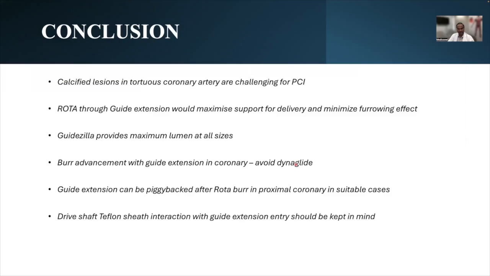To conclude, calcified lesions in a tortuous coronary artery are very challenging for PCI. Rota through the guide extension would maximize support for rota delivery and also minimize the furrowing effect in such cases. Guidezilla provides maximum lumen area at all sizes, and for advancement with a guide extension in the coronary, always avoid Dynaglide to avoid injury to the burr surface. The guide extension can be piggybacked after the rotabur, as I showed, in proximal coronary lesions in suitable cases, or in cases where the guide extension can be easily put across the loop after creating space.